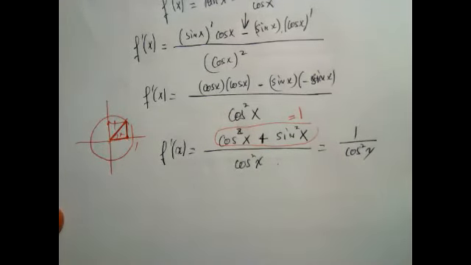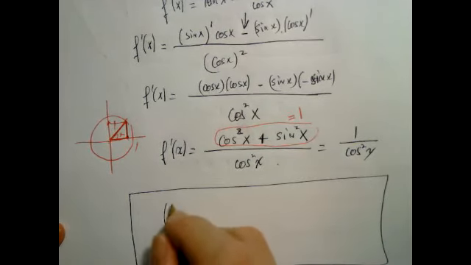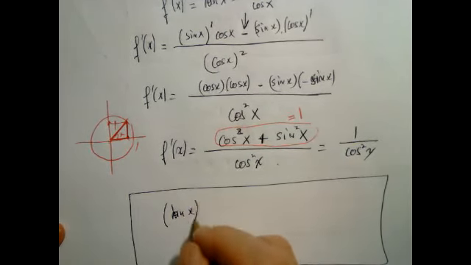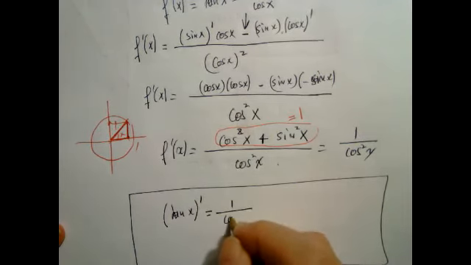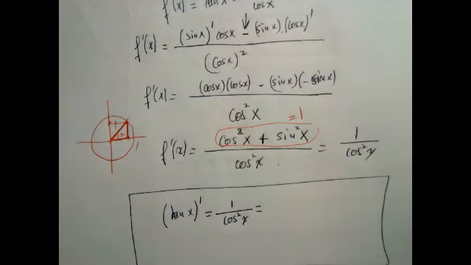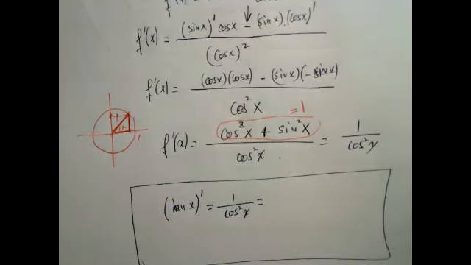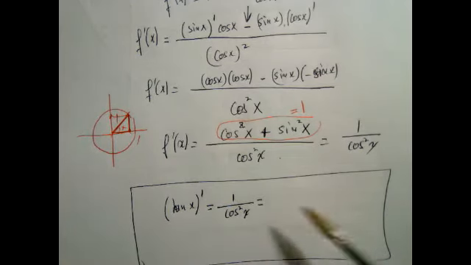So now let us summarize what's the derivative of tangent. The derivative of tangent is equal to 1 over cosine square x. But a lot of the time people don't use 1 over cosine square, they express this in terms of secant. So what's 1 over cosine square in terms of secant?